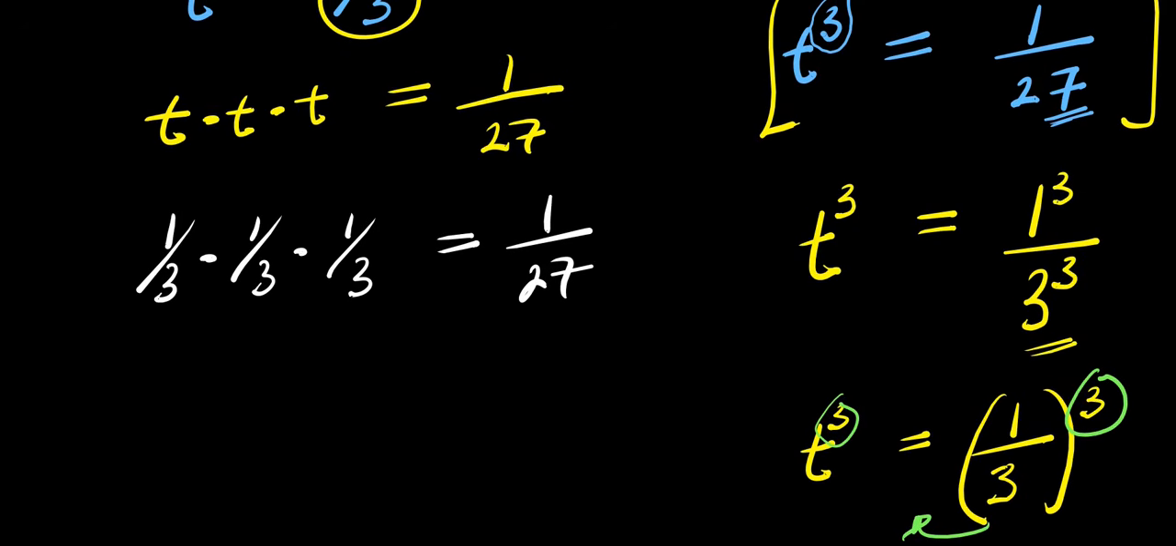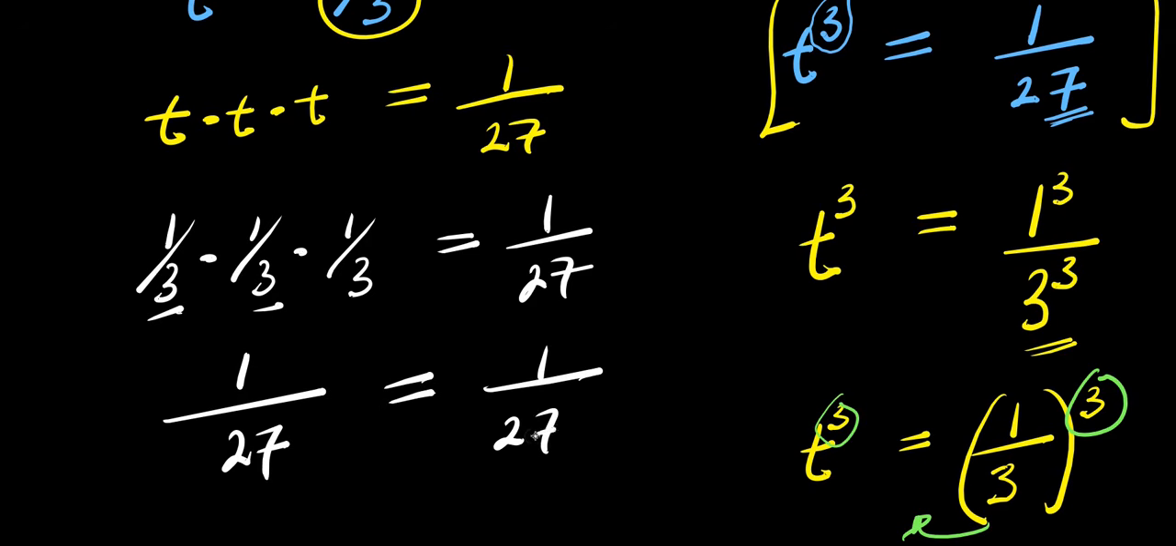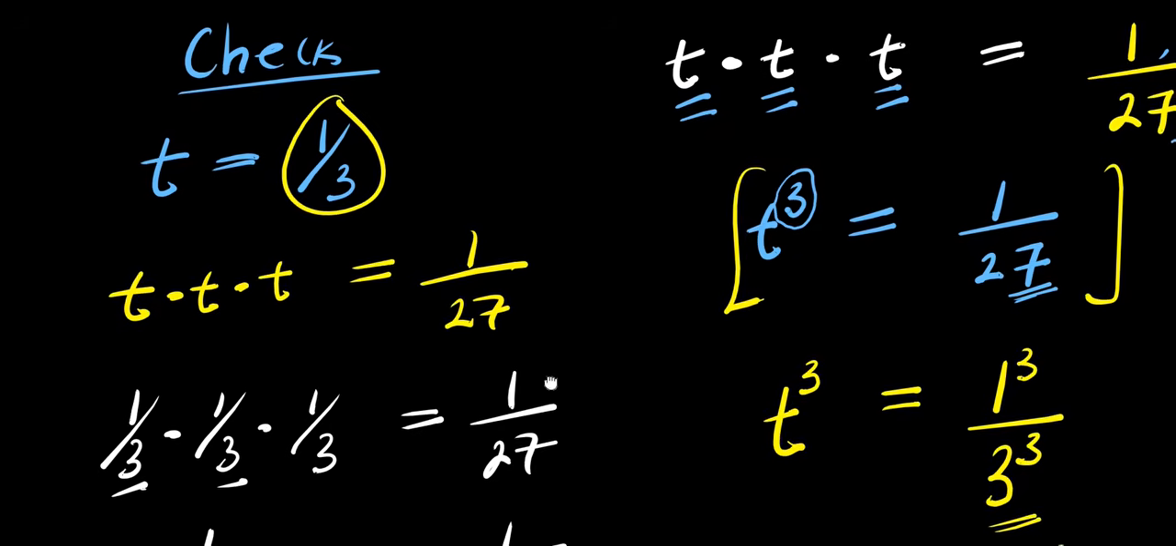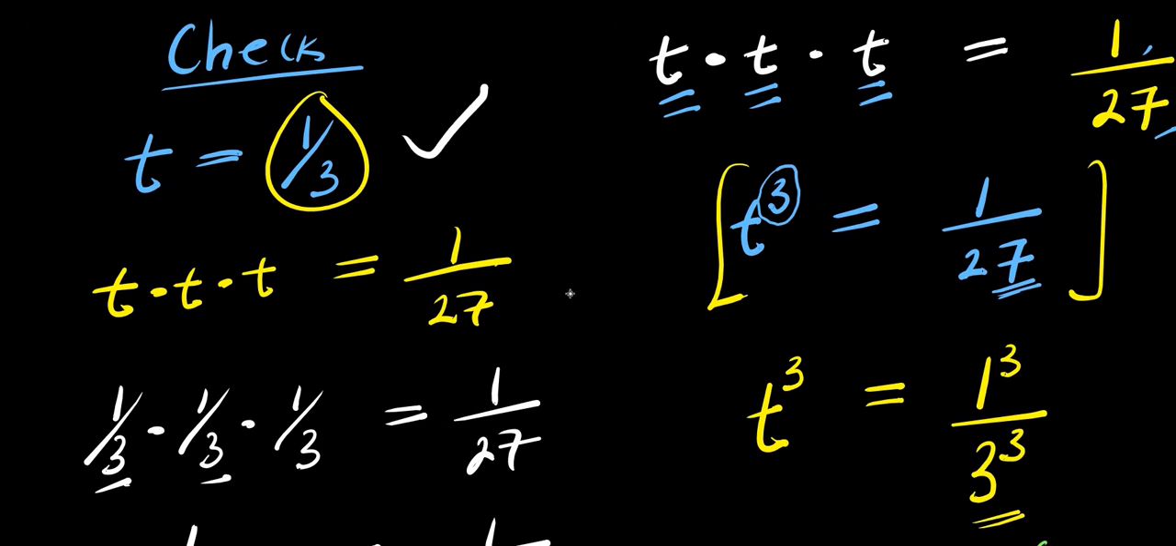So what happens here is that we multiply the numerators, 1 times 1 times 1, and the denominators, 3 times 3 is 9, 9 times 3 is 27. And this equals 1 over 27. So the left-hand side here equals the right-hand side. And this means that our answer here, the only real solution we have, is obviously very correct.